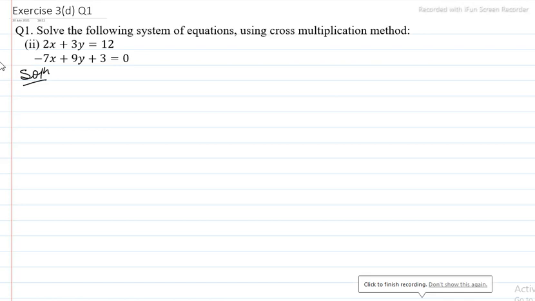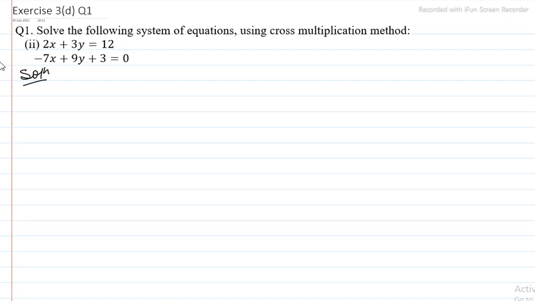Dear students, we are going to answer question number 1 of the next exercise from chapter 3, that is exercise 3D. Question number 1. Solve the following system of equations using cross multiplication method. Now, in this question number 1, we are going to apply the cross multiplication method to answer question 1 from part 1 to part 4. And here I am going to answer part 2.